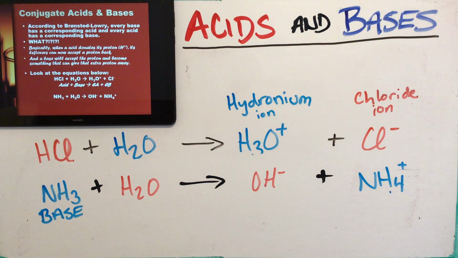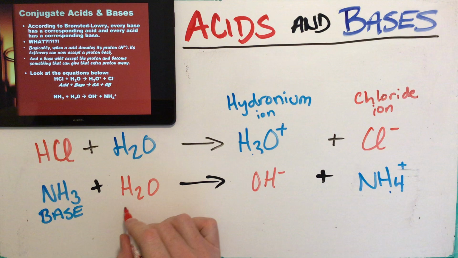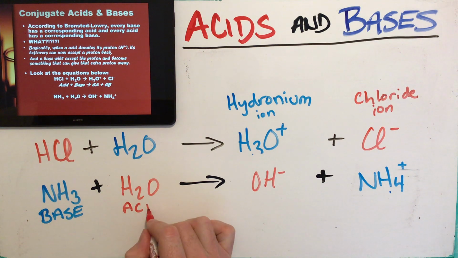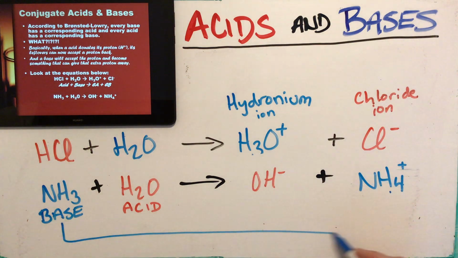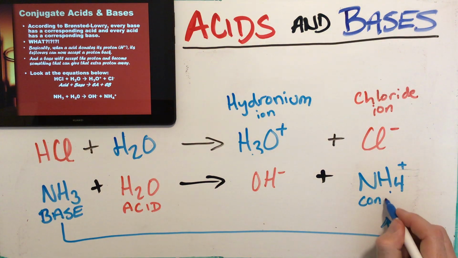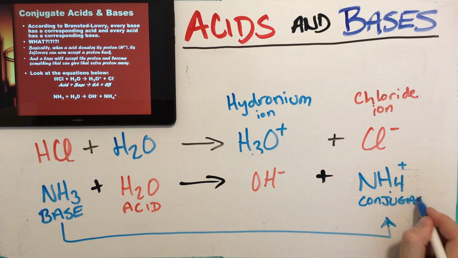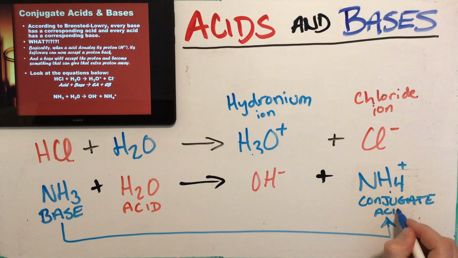And that proton, that hydrogen ion, came from the water. The water is an acid. All right? And so if we look here, let's use our rules. Every base can form an acid. So this is my conjugate acid.